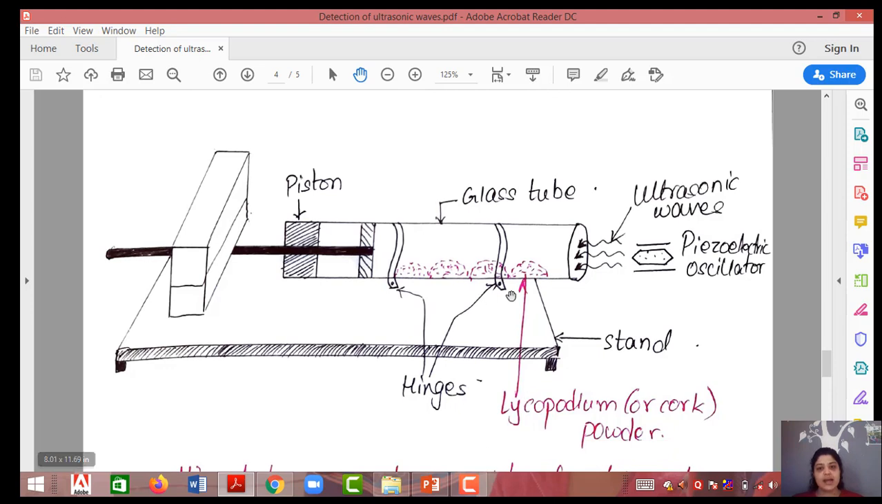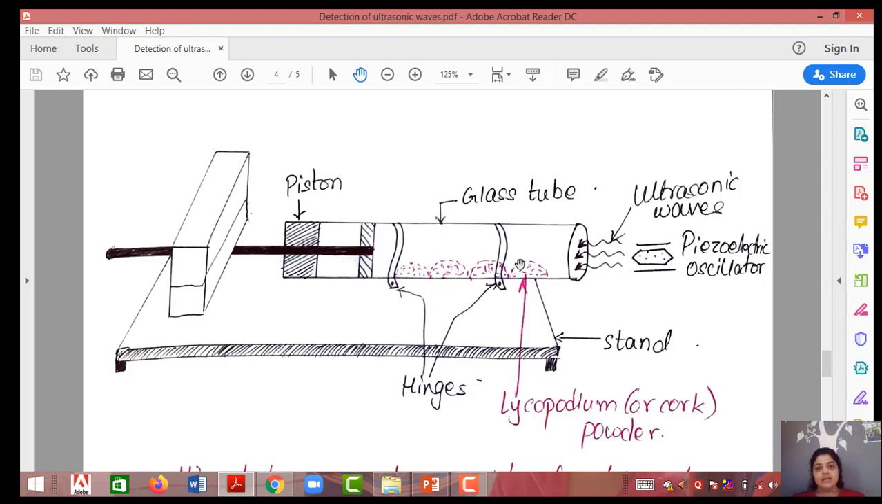So this is the construction diagram of Kunz tube, wherein this portion is a glass tube. This glass tube through a piston is connected to a stand. The glass tube with the help of hinges is fixed on a wooden stand, and one end of the glass tube is open. So one end is fixed with the help of piston, the other end is kept open, and this entire setup is kept on a wooden stand. This glass tube is connected to the wooden stand with the help of hinges or handles. And close to the open end, we bring a piezoelectric oscillator or a piezoelectric generator.